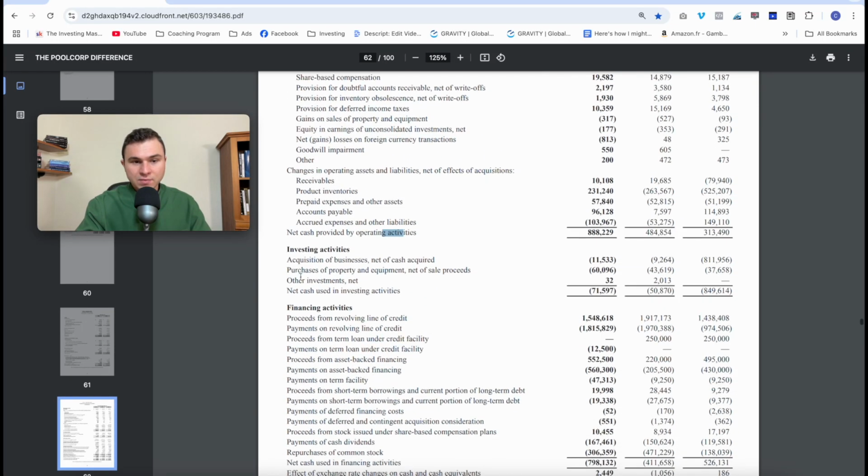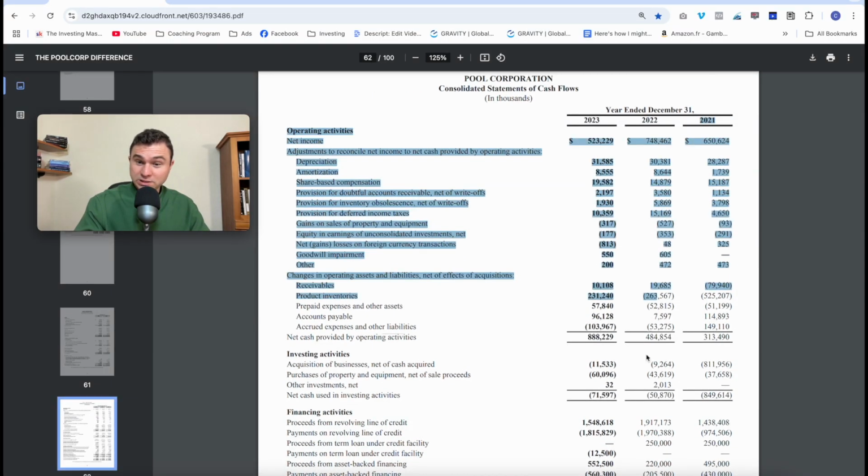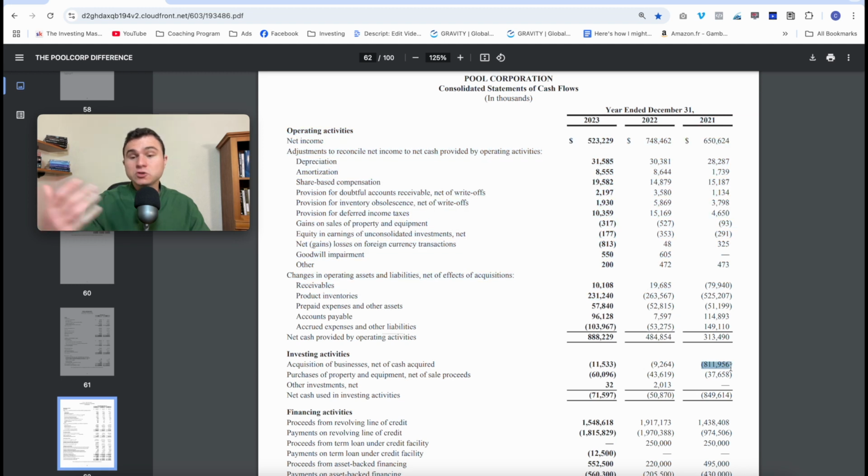Now you have the investing activities. That's M&A, the merger and acquisition. That's in this line: acquisition of business, net of cash acquired. You see some small acquisitions, and in 2021, Pool Corp did a huge acquisition, Pinch A Penny. Yeah, it was a big acquisition at the time.